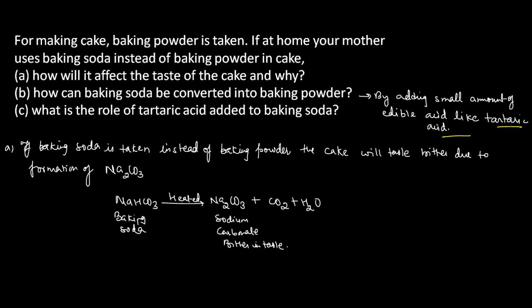So we have this question: for making cake, baking powder is taken. If at home your mother uses baking soda instead of baking powder, the difference between baking soda and baking powder is that here we have only sodium hydrogen carbonate, and in baking powder we have sodium hydrogen carbonate plus edible acid, that is tartaric acid. So it is a mixture of tartaric acid and baking soda. How will it affect the taste of the cake and why? Tell me. How will it affect the cake if your mother is using only baking soda instead of baking powder?